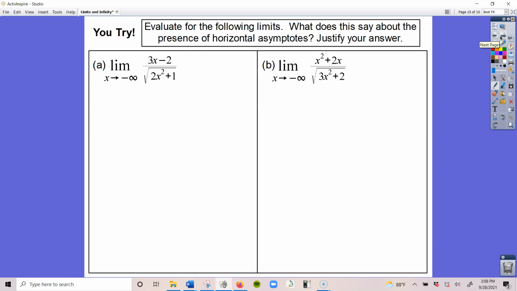We have the limit as x is approaching negative infinity of 3x minus 2 over the square root of 2x squared plus 1. So first of all, this is for as x is approaching negative infinity. So I'm going to use the square root of x squared is going to equal negative x because x is less than 0, because we're looking at the left side. So let's divide everything in the numerator by negative x. And in the denominator, since it's still inside the square root, we divide by x squared.